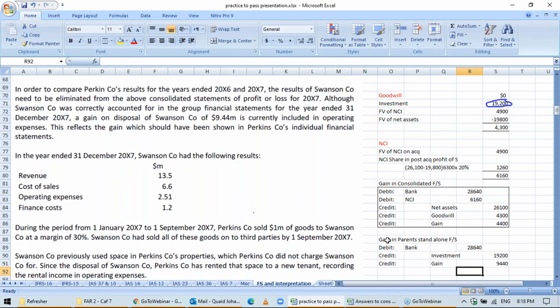They have talked about this in the question. If you look at the question, how did this 9.44 million appear? This 9.44 million should have appeared in the standalone financial statements. But the question says they have included this 9.44 million gain in the consolidated financial statements. So you have to correct the financial statements in order to remove this 9.44 million gain, right? Okay. So let's move on to the next requirement.